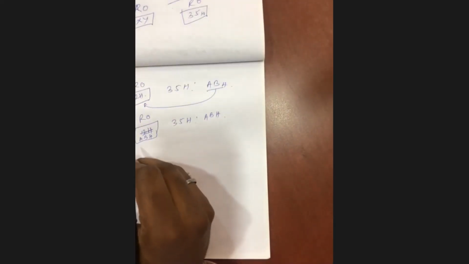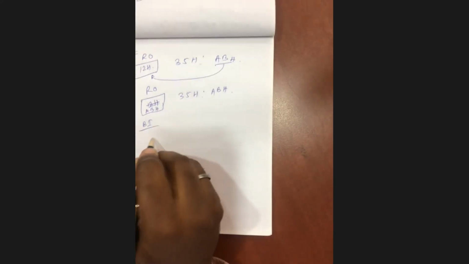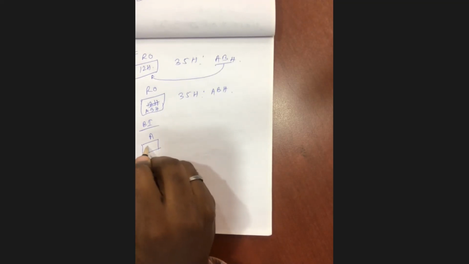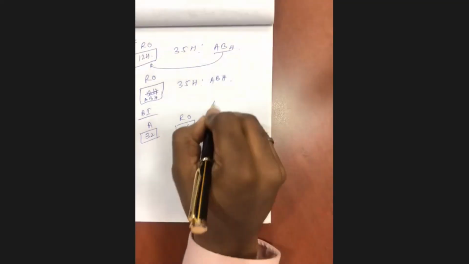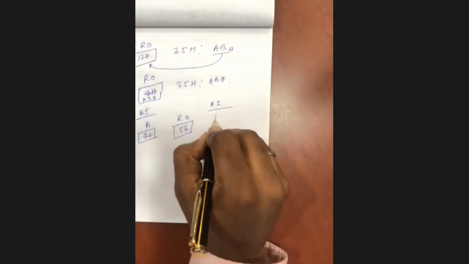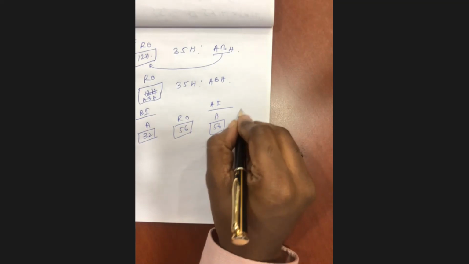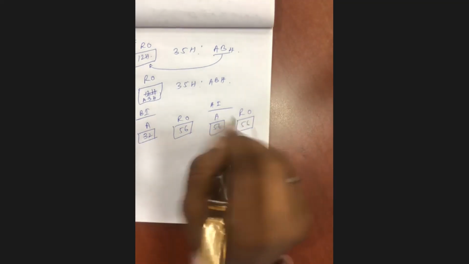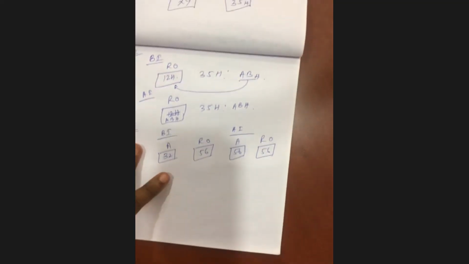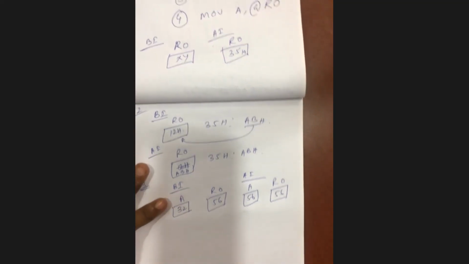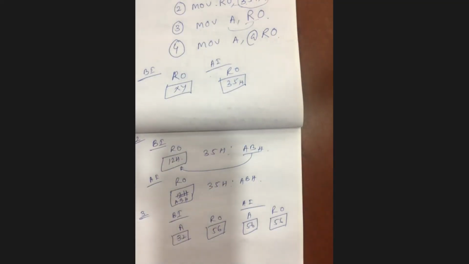Next, MOV A, R0. This is number 3, same as 8085. Before the instruction, the accumulator is say 32 and R0 is say 56. After the instruction, the accumulator will be 56 and R0 also 56. Is it clear? Yes, sir. This is number 3. Means copy the content of R0 into the accumulator. Okay, sir.